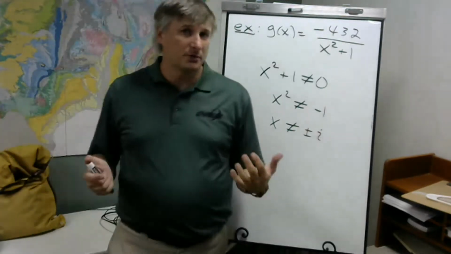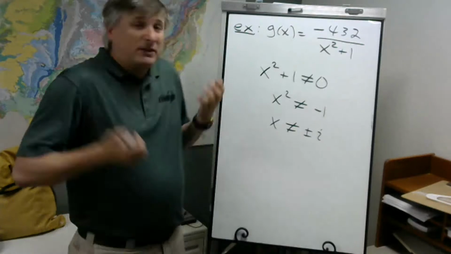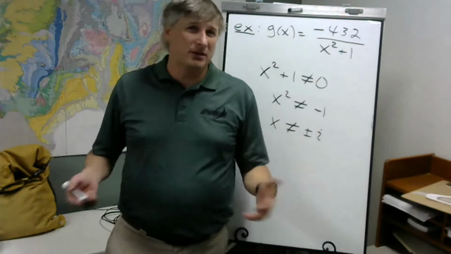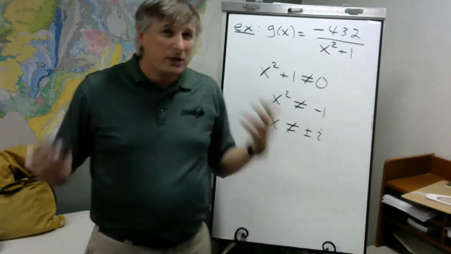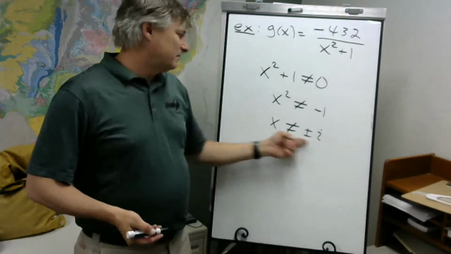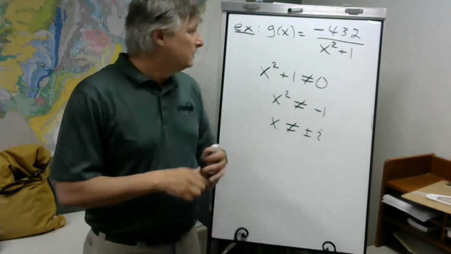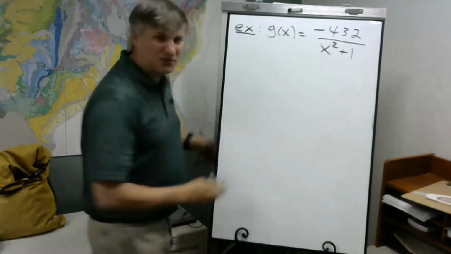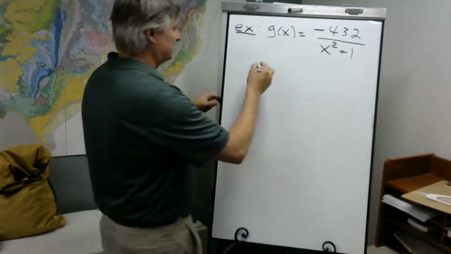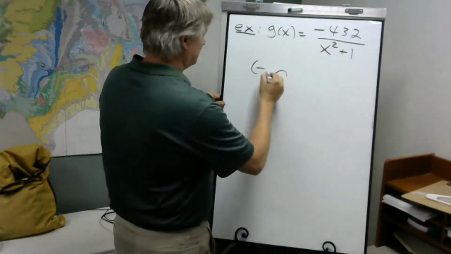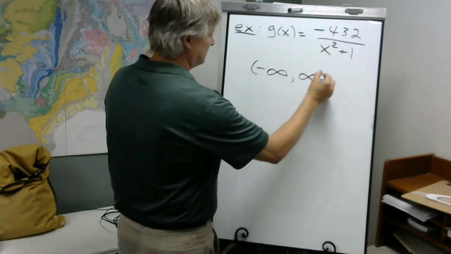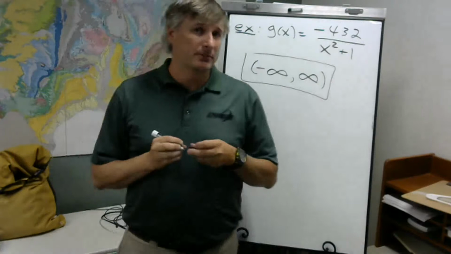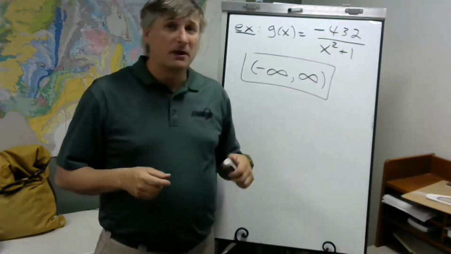So we better not use plus or minus i. Well, that's fine, because these are real valued functions. We're not going to be using complex or imaginary numbers, only real numbers. So we're going to avoid this no matter what. So it turns out on the real number line, we've got nothing to worry about. We can use any number on the real number line, and this will be fine.